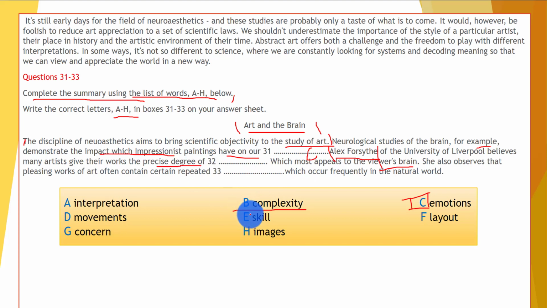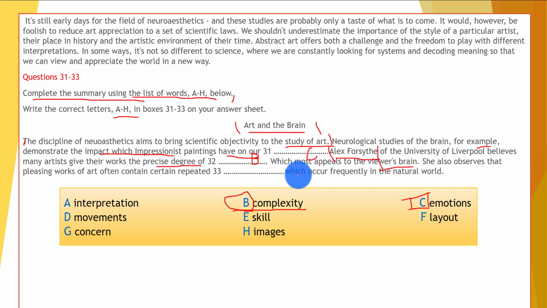Now let's check other options. Can we use layout for this question 32? Of course not. It has nothing to do with our question in this context, or interpretation, or movements. We have nothing about movements, or concern, or images, or even a skill. And as a result, complexity is our best choice for question 32.